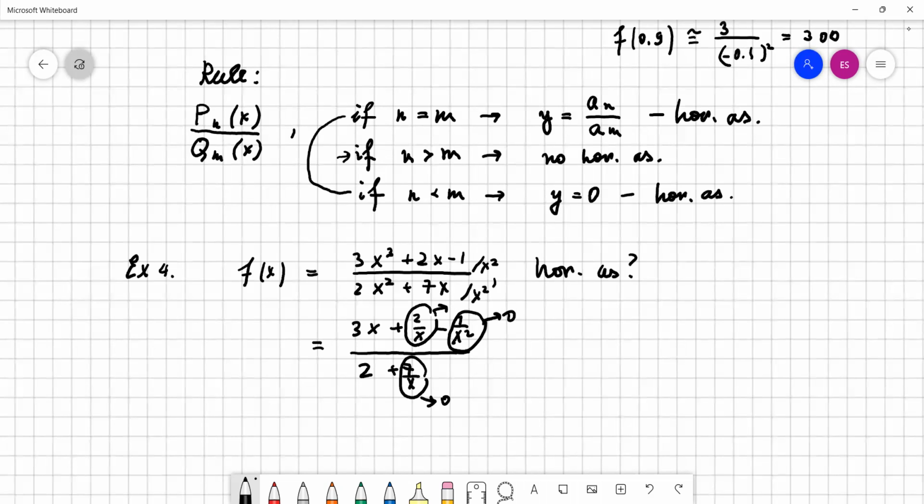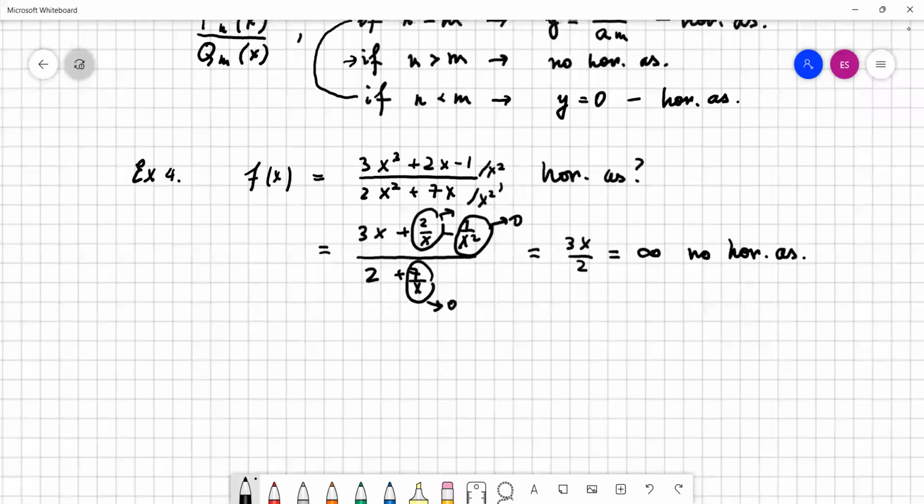So what I'm going to have at infinity is 3x divided over 2. Because x goes to infinity, it will go to infinity. So no horizontal asymptote. You see? It doesn't go to a number. Okay, that was case A.